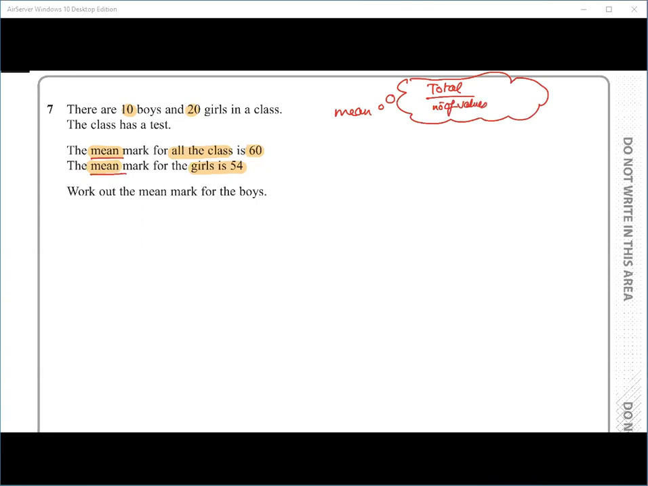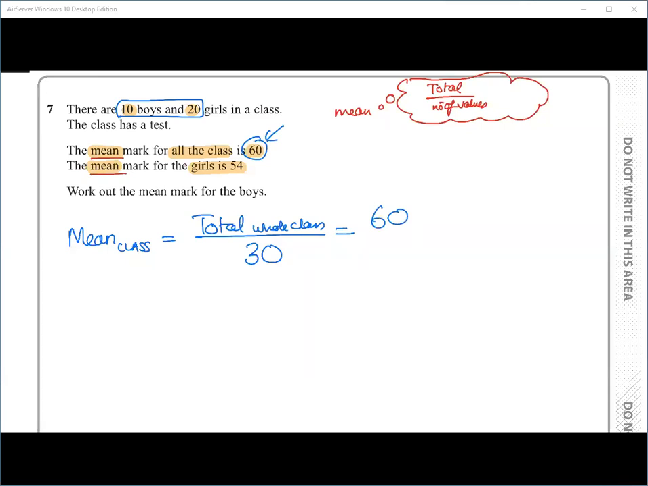So let's set ourselves up for the first part. Let's color code it as well. If you want to work out the mean of the class, here we go. Mean of the whole class is equal to the total for the whole class divided by how many people in the whole class? Abdullah. 30. And what's the answer to that? 60. Okay, lovely.